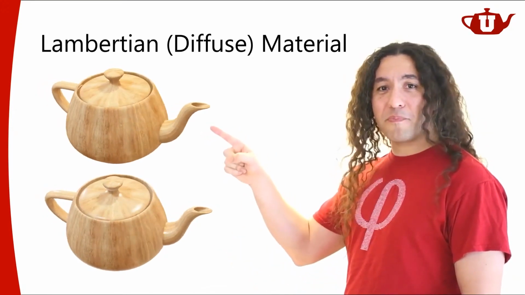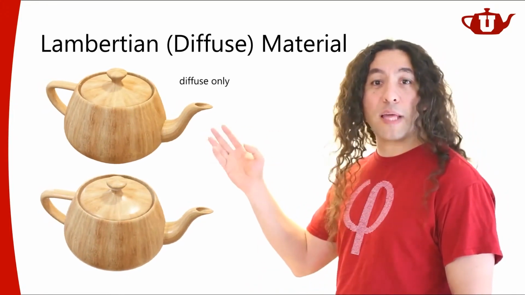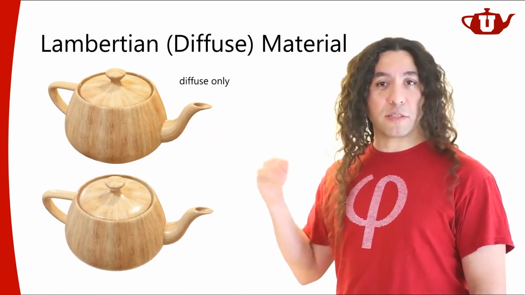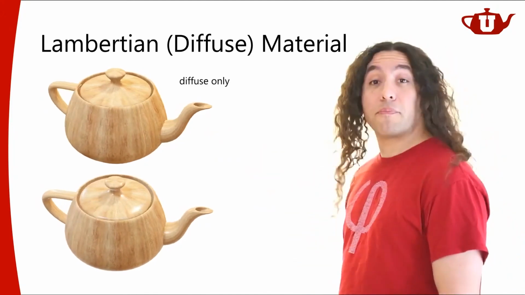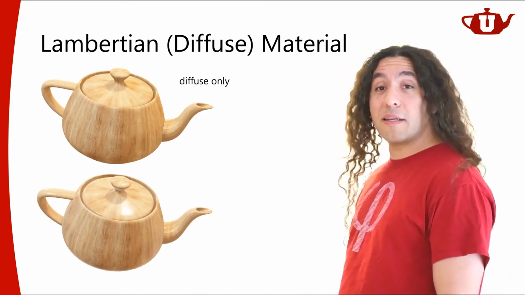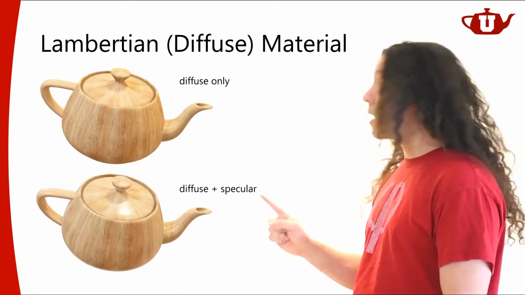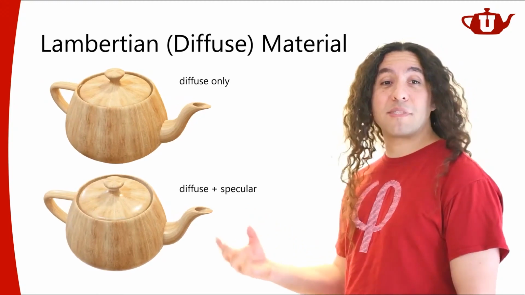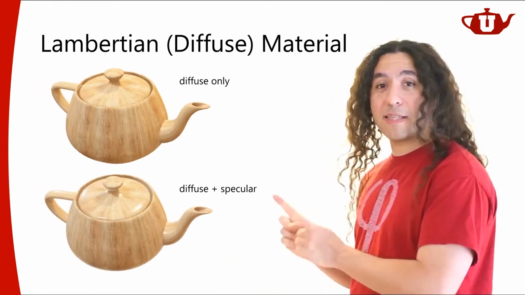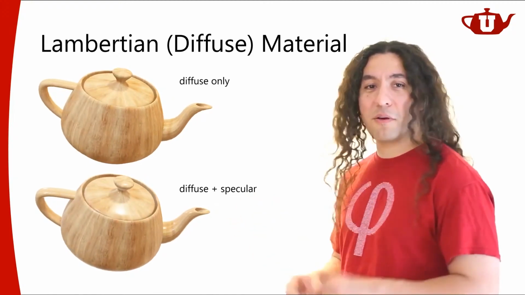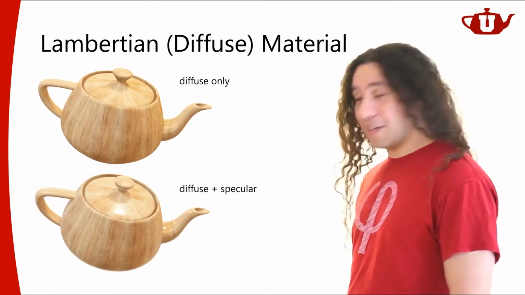Now this one, the one above, is diffuse only. It's a Lambertian material. It only has diffuse type of reflections on the surface. So light reflects diffusely, as we call it. The other one has what we call specular reflections, and these specular reflections are what give it this shiny look. All right, and so that's very important. Let's see how we can get shiny objects and shiny materials.